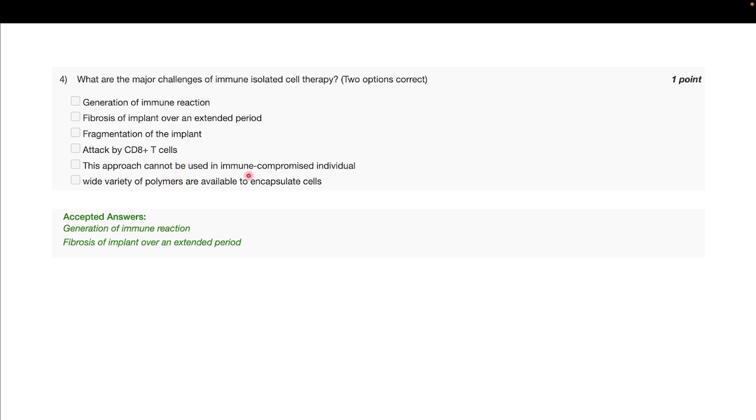This approach cannot be used in immune compromised individual, which is not true. It could be immune compromised, meaning the immunity of that particular person is not very active. So in that case, you can use this approach as well. And a wide variety of polymers are available to encapsulate cells. This is also true. It's been researched a lot, and we have a lot of polymers to choose from to select for this immune isolated cell therapy. So the major challenges are it could lead to immune reaction, and fibrosis can happen over an extended period. Is this clear?